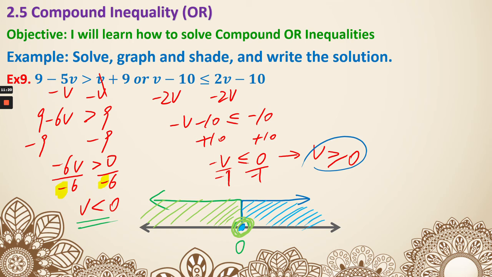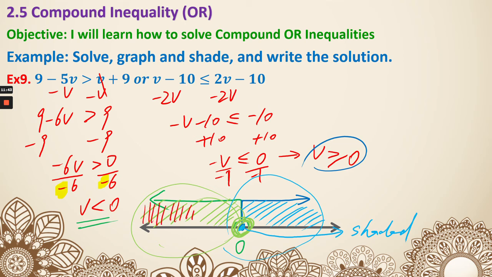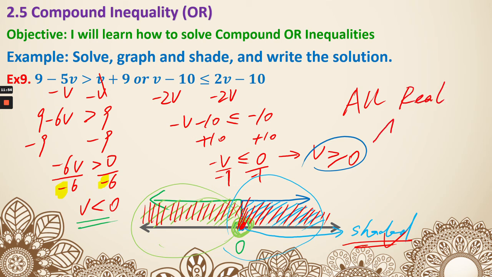Let's think about it. When I shaded the left side, I actually didn't shade the 0. However, when I shaded the right side, I did actually shade 0. Since in our final answer, we're looking for any part that is shaded, starting from the left side, and 0 is shaded, so including the 0, shaded all the way to the right side, and final answer, all real number. That is number 9. Last one, number 10.